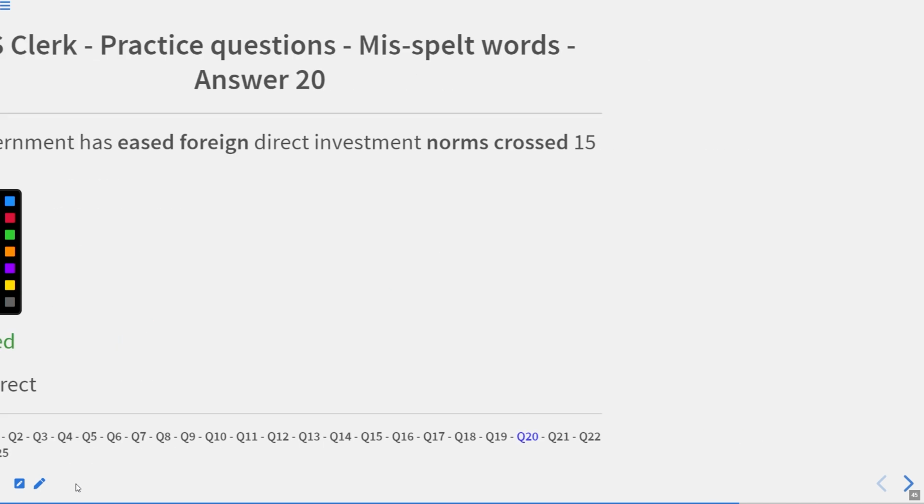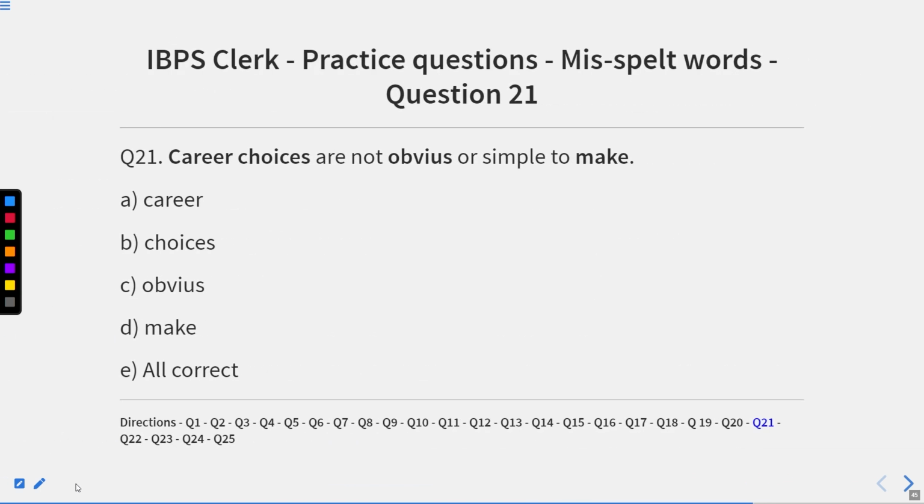Now let us move to the next one. That is question number 21. Career choices are not obvious or simple to make. So according to this, the word career spelling is correct, that is CAREER, career. Choices, it means options, so CHOICES, choices, this is also correct.